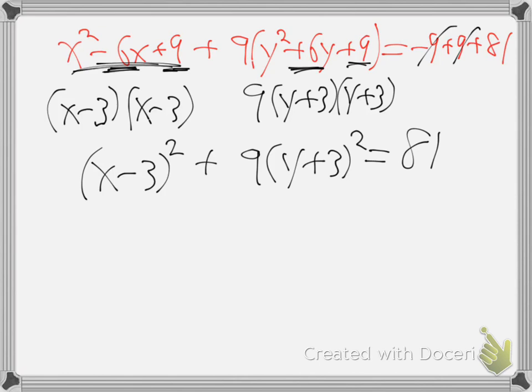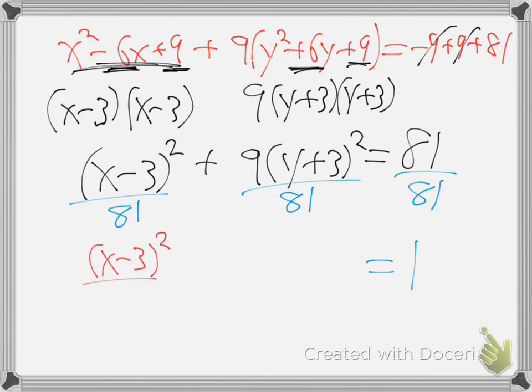Divide by 81. Last step, you've got to make a 1. We've got to have the right look in the end so we can do our graphing. So you've got to make the right side be 1. In all these equations, the right side's got to be 1. So divide through by 81, like that. So it makes that right side 1. This left side now becomes x minus 3 squared over 81.